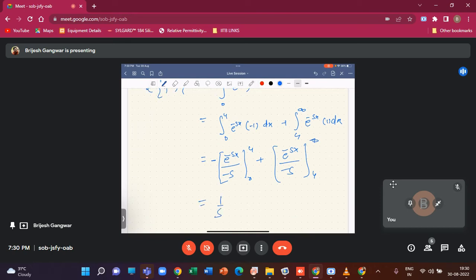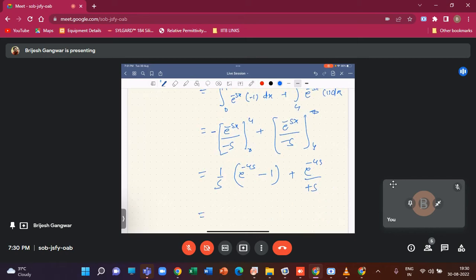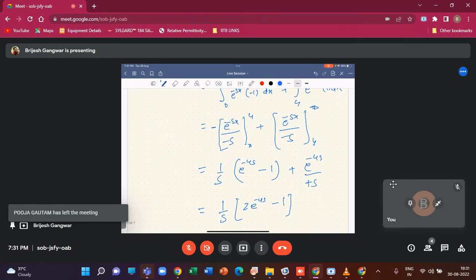So this will be 1 upon s times e to the power minus 4s minus, if it is 0 then it will be 1, plus, if it is infinity it will be 0, and then at 4 you put minus 4s upon minus s, this will be plus. So 1 by s times (2 e to the power minus 4s minus 1), and again we will put the condition s greater than 0.